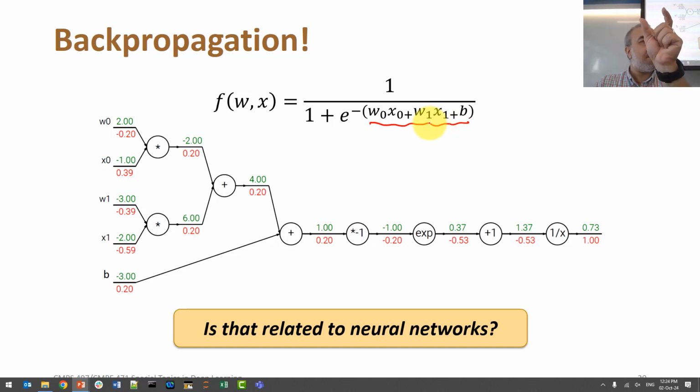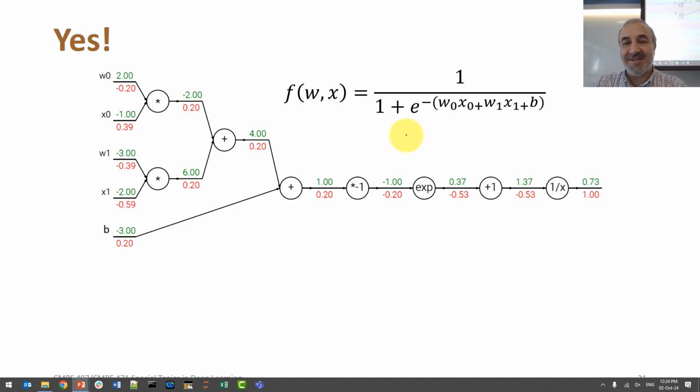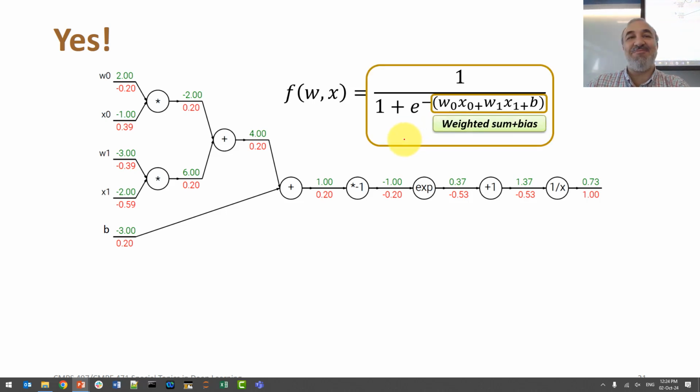What do we do next? Apply the activation. What is the activation? Which is? Did you see this before? Sigmoid. Very good. Okay, so this part is the weighted sum plus bias, and this part is the sigmoid. That's an example of an activation function, which is the sigmoid.